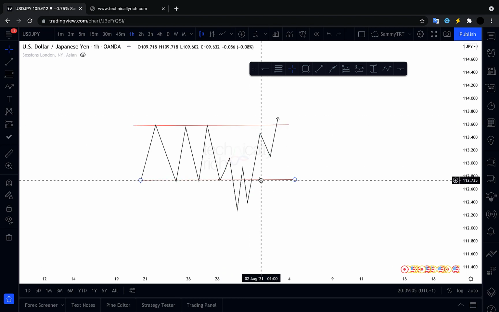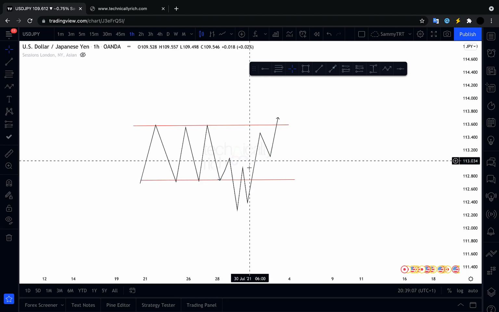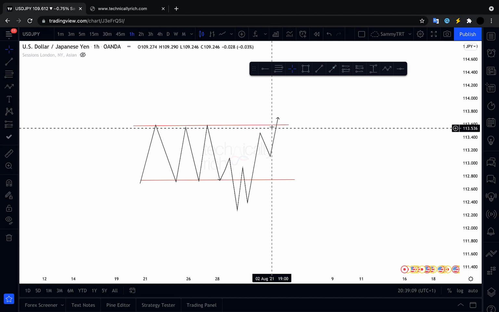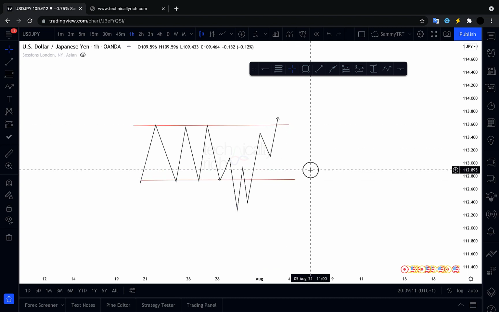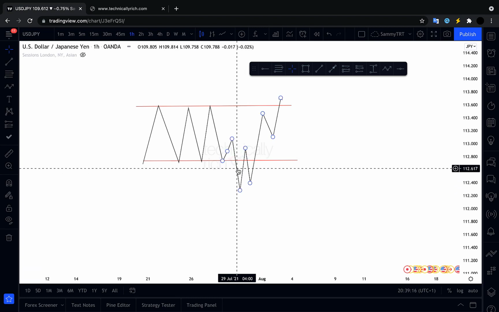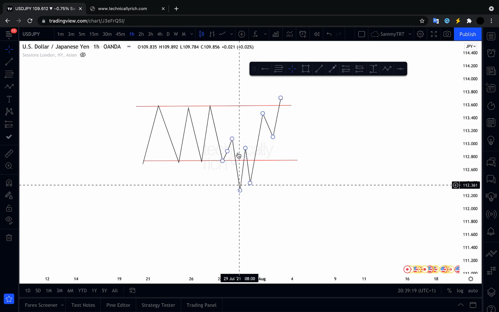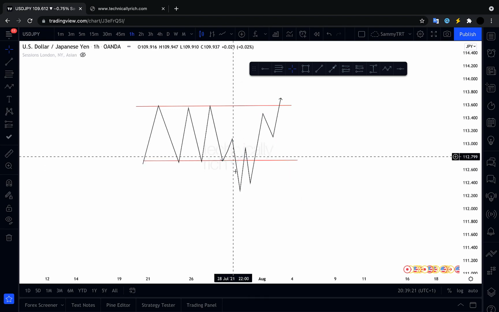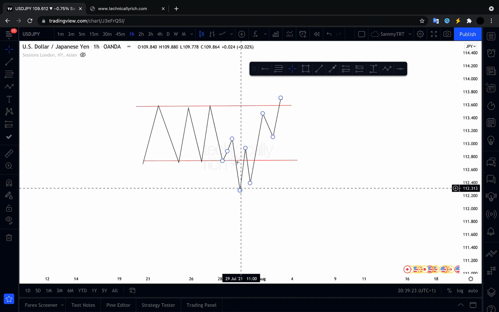You were not wrong. You're not wrong saying the price was going to go in this direction, but still you had to take that loss, right? Now, the main reason is that smart money took you out. Like the major banks, they took you out. This is their manipulation. This is their handwork. This is what they do.